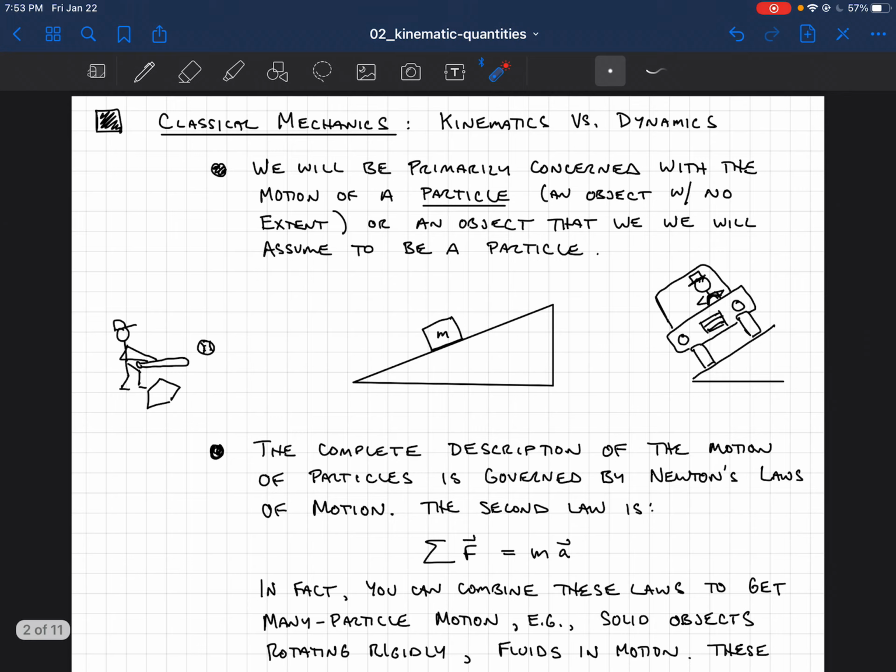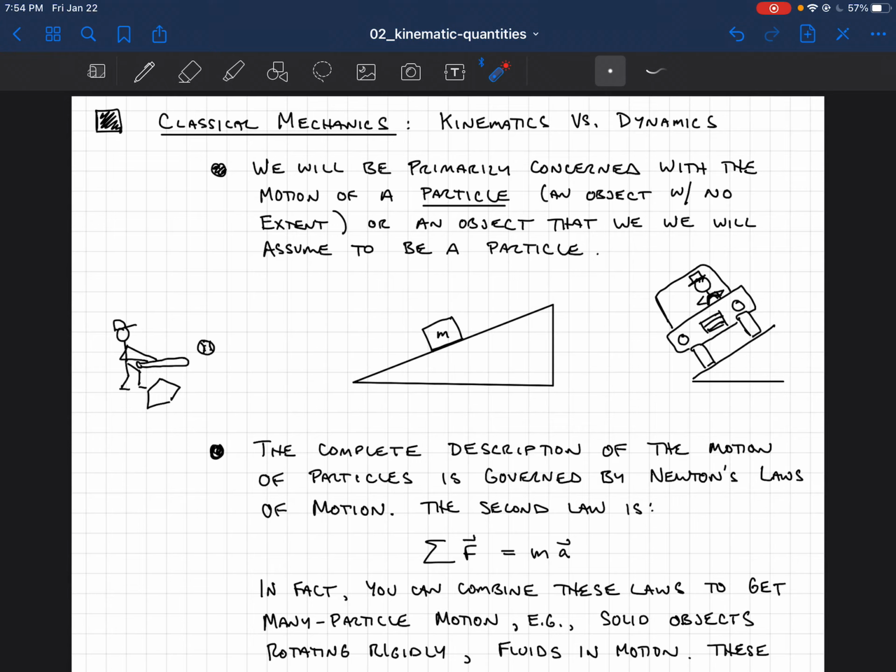To start, let me just give you a little bit of an overview of the course. We're going to talk about classical mechanics, which is the science that was developed by Newton to describe things like the motion of balls falling off of buildings or the motion of planets going around suns. Basically, it's the description of all motion of objects.